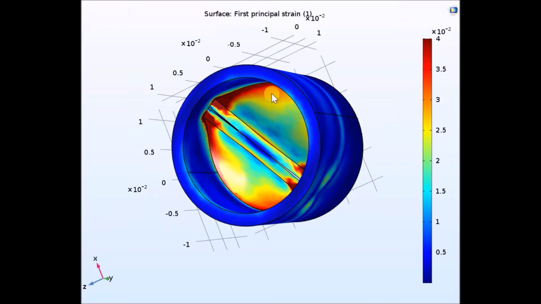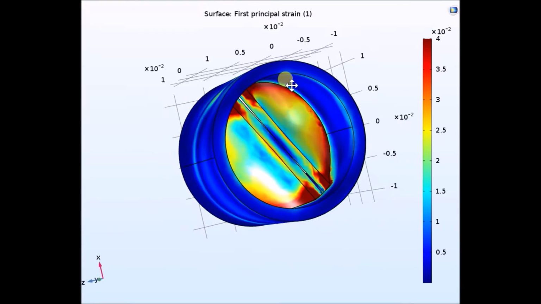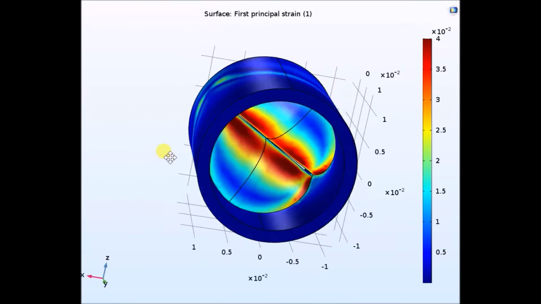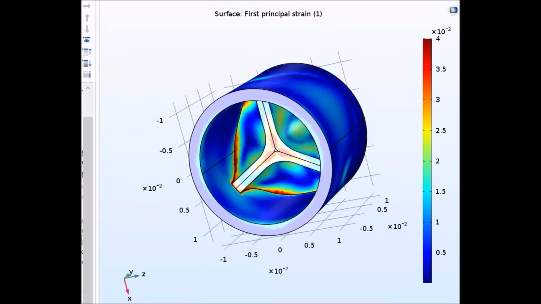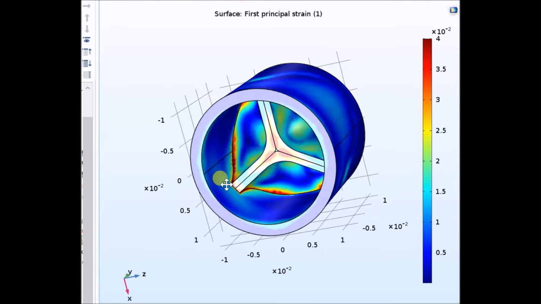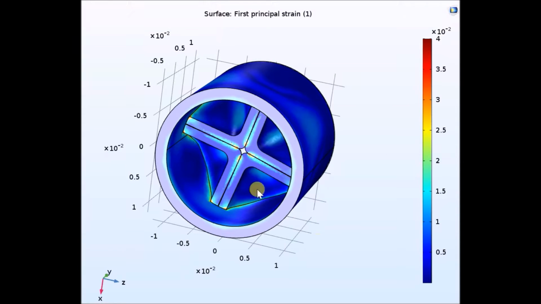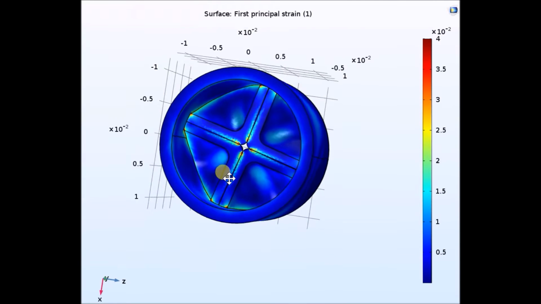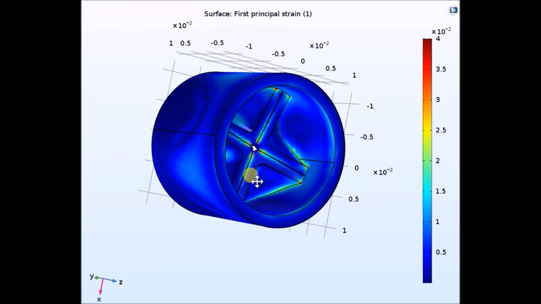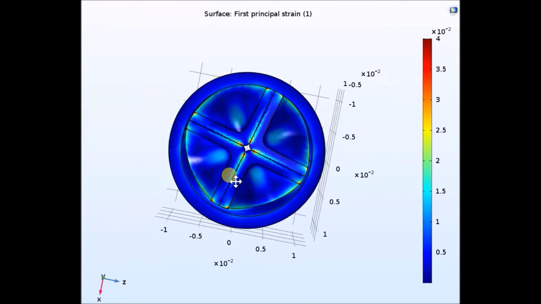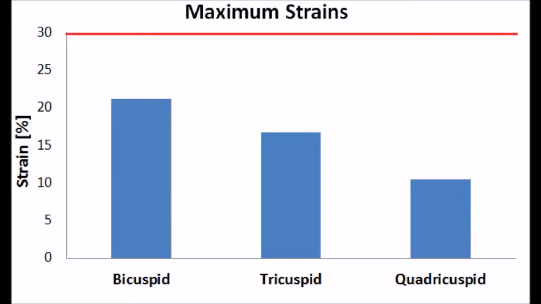Now looking at our strain distributions, we see similar trends to those of our stress distributions. The majority of the strain occurs at the leaflet interface and at the edges. Just as in the stress distribution, we see a decrease in the maximum strain as we increase the number of leaflets in our model. The quadricuspid model has the lowest maximum strain among our models. Seen here is a graph depicting the decrease in the maximum strain with increasing number of leaflets. Evidently, the maximum strain decreases as the leaflet number increases.